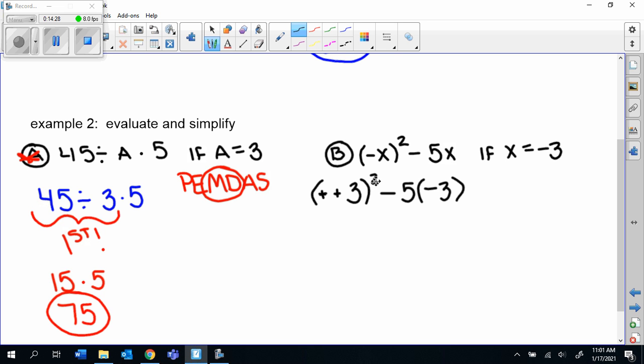Squaring it would have changed it to a positive anyways, because even if it was negative 3, if I multiply 2 negatives and by squaring them, it would still be a positive 9. Plus, because a negative 5 times a negative 3 is a positive 15. 9 plus 15 is 24.